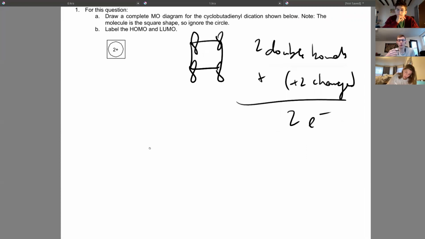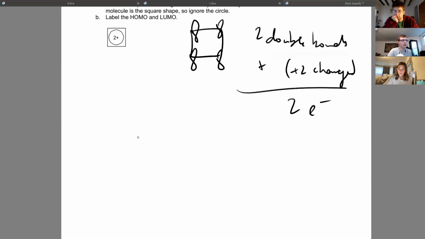Again, we're going to have 4 molecular orbitals. That doesn't change. However many atoms there are, that's the number of molecular orbitals that you get. Then what? We can't just draw 4 energy levels anymore. It's a little bit more complicated and involved.